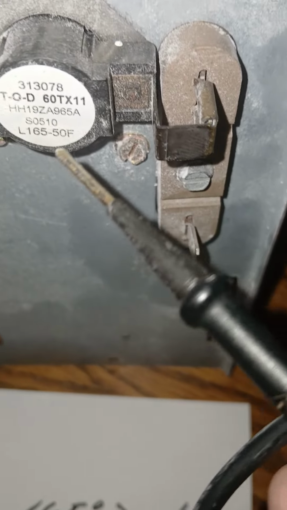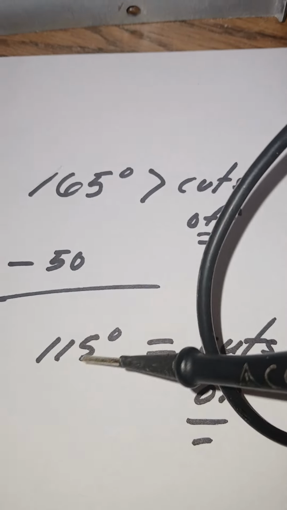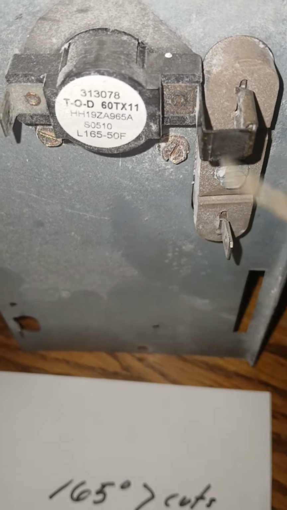So 165 minus 50. If the temperature went back down to 115, then this should close and the electricity should flow freely.